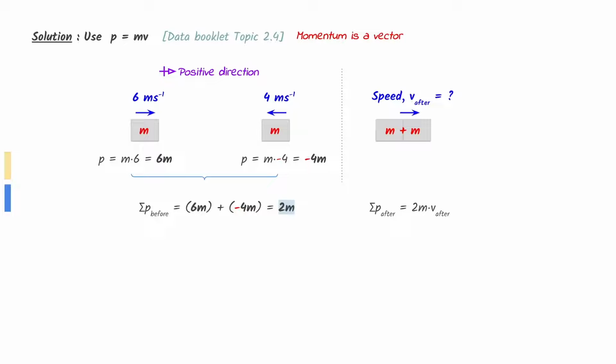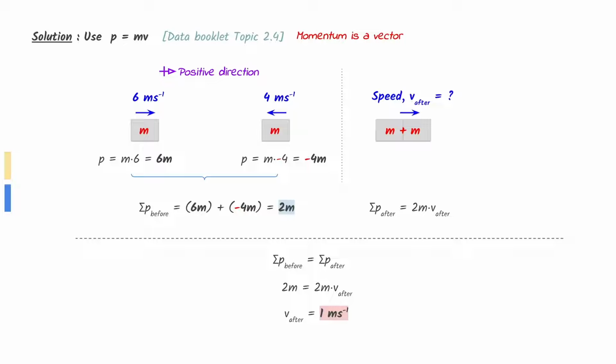The total momentum after the collision will equal 2m times the velocity of the combined mass. Like we previously mentioned, the total momentum before must equal the total momentum after. Put in the values, rearrange, and cancel out to find the velocity after collision.